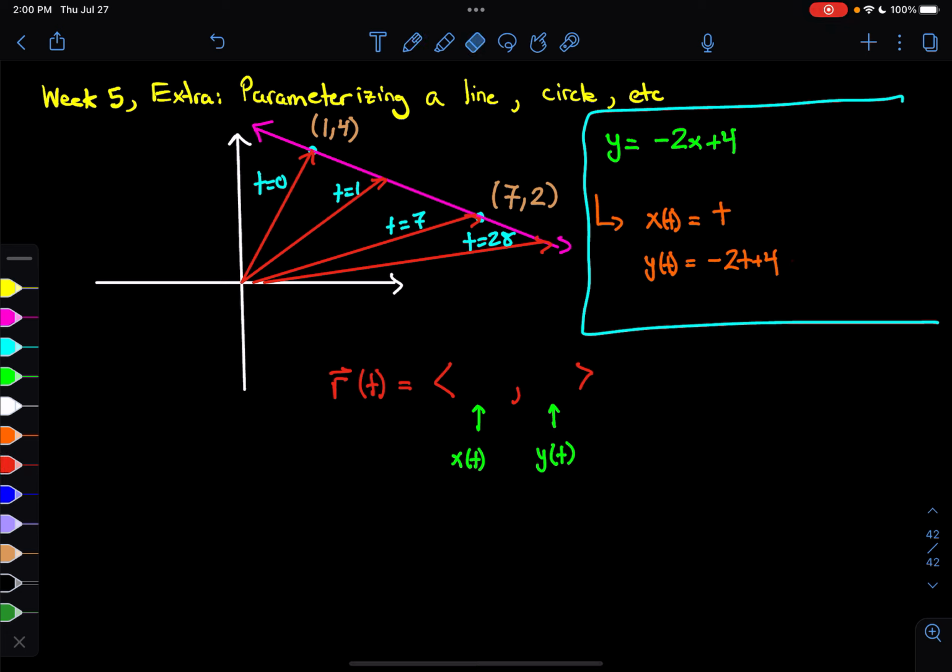But what if I change my parameterization? What if I change my parameterization to be t plus 7?